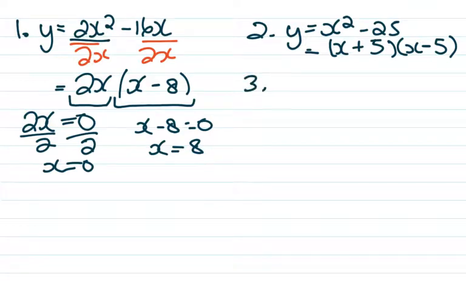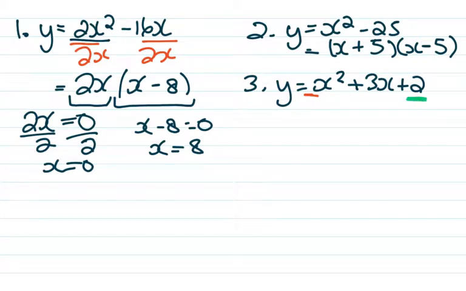The third example, y equals x squared plus 3x plus 2. So is there a greatest common factor? No. Is this a difference of squares? No. Which brings us to the third question, is this a trinomial of the form x squared plus bx plus c? So is there a number in front of x squared? No, there's not. So that means that the a value is 1. So in this case, we need to find 2 numbers that multiply to c, which is 2, and add to b, which is 3. So I'll write that out.